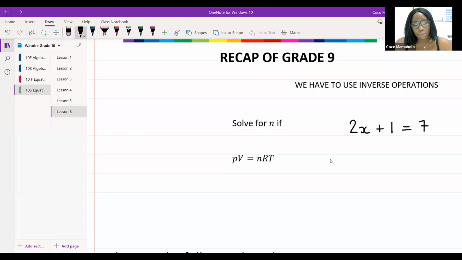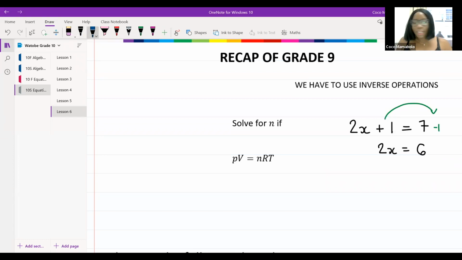What's the first thing we do here? Good, Mirula says we minus 1, right? Or we can say we're going to take the plus 1 over to the equal sign and it'll become minus 1. So I will end up with 2x is equal to 7 minus 1, which is 6, right? Yes, Zamanzini, that's it. We transpose 1.